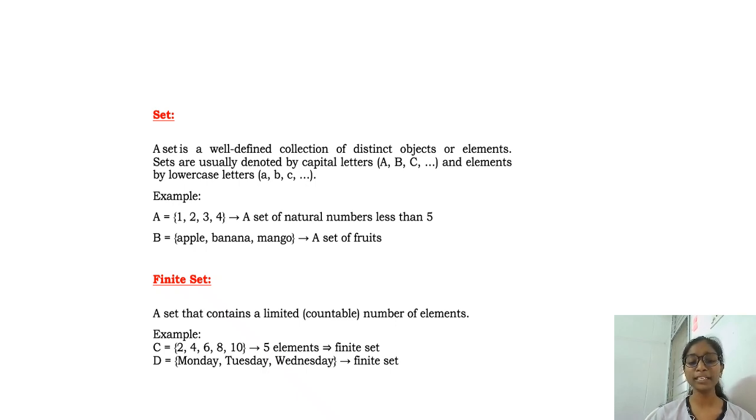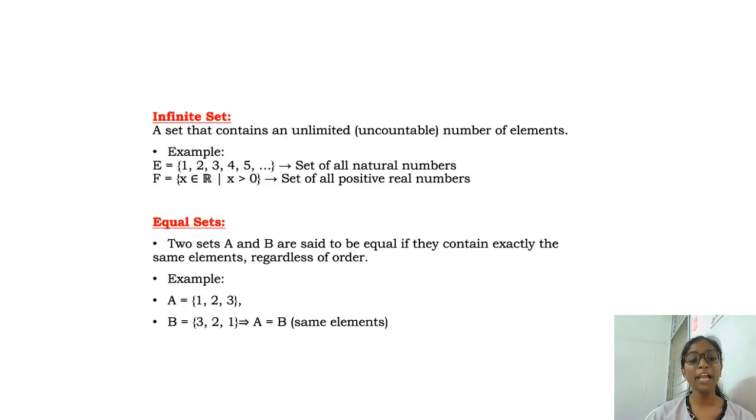Finite set is a set that contains a limited or countable number of elements. Example, C equals {2, 4, 6, 8, 10}, and D equals {Monday, Tuesday, Wednesday}. Infinite set is a set that contains an unlimited or uncountable number of elements. Example, E equals {1, 2, 3, 4, and so on}. This is the set of all natural numbers. F equals {x belongs to R and x greater than 0}. This is the set of all positive real numbers.